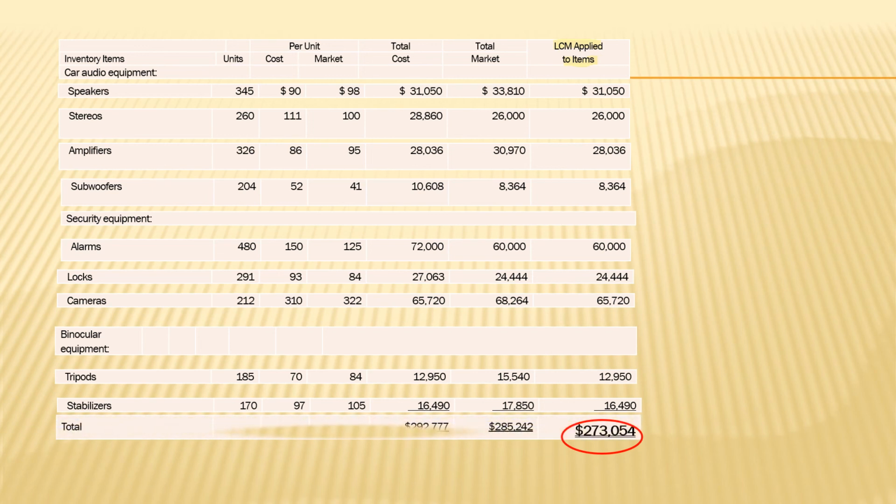Then at the end, I'm just going to calculate the total. For example, for this column, the total cost, I add all these numbers, which gives us 292,777. And for the column of the total market, I just add all the numbers in the column, which gives us 285,242. And for the last column, LCM applied to items, that's what's required from us in requirement number 1, I just add all these numbers, which gives us 273,054, and this is my answer for number 1.